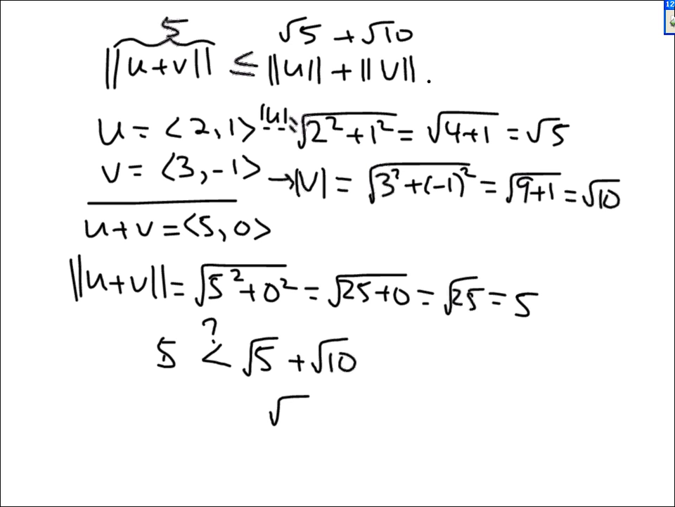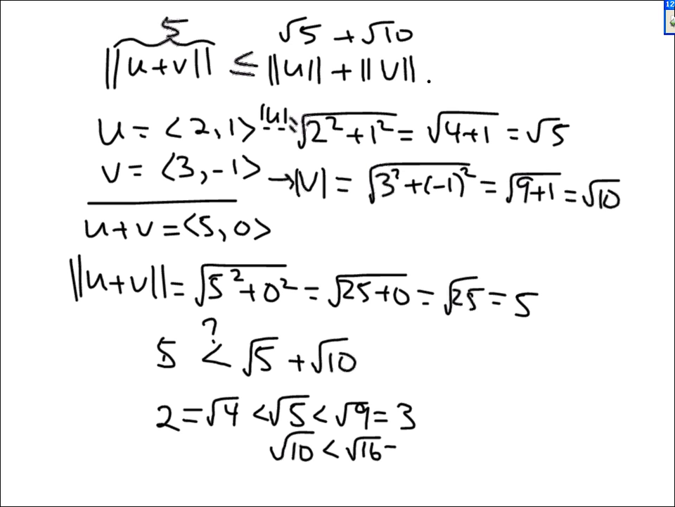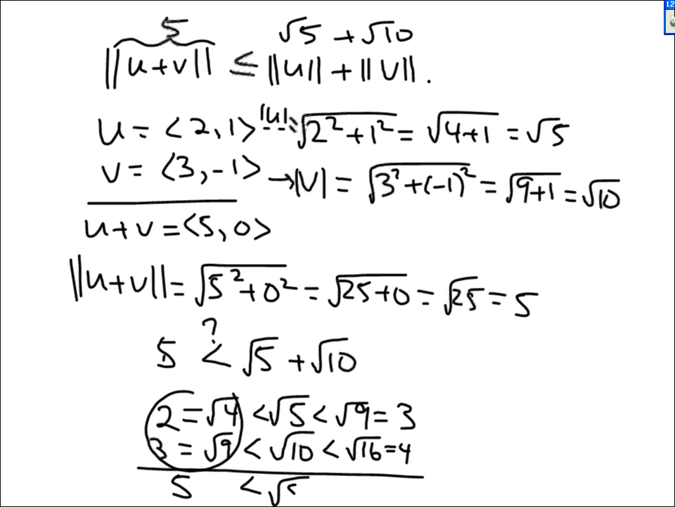Well, I know that the square root of 5 is in between the square root of 4 and the square root of 9. That is, it's between 2 and 3. And the square root of 10 is less than the square root of 16, which is 4, and it's bigger than the square root of 9, which is 3. So, 2 plus 3 is 5. I add the left sides, and I add the middles. The square root of 5 plus the square root of 10. And this on top is true. 5 is less than the square root of 5 plus the square root of 10.